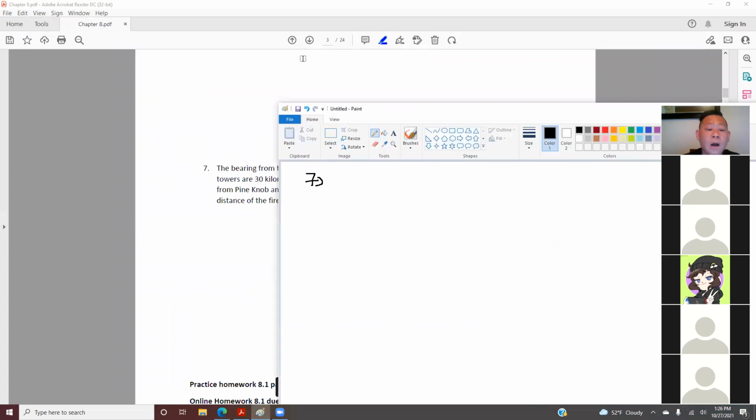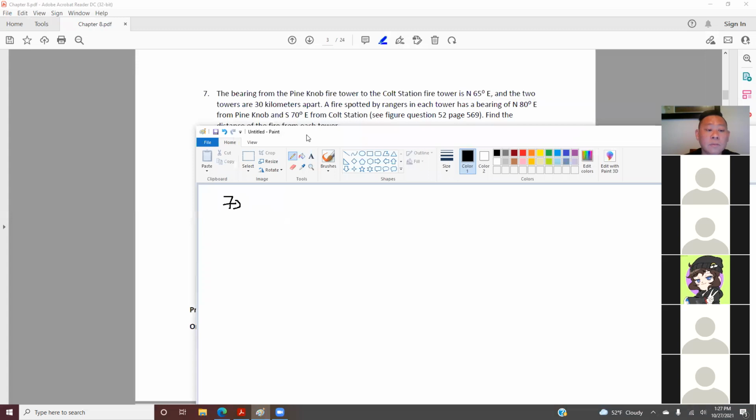The bearing of a pine knot tower to a coast station is north 65 degrees east. Let's say this is your pine knot, PK, I'll short form it. Where is the bearing of north 65 degrees east? What quadrant does it belong to? Anyone? Where does northeast belong? Quadrant 1. Yep, the northeast is here, so quadrant 1 is right here.